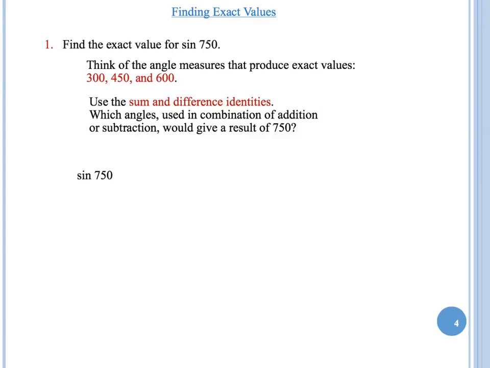And so we can pretty quickly realize that 30 plus 45 gives us 75 degrees, which means that this is a sine addition situation. So we are rewriting this as the sine of 30 plus 45, and then we will have to use our sine addition formula to be able to evaluate the sine of 75.